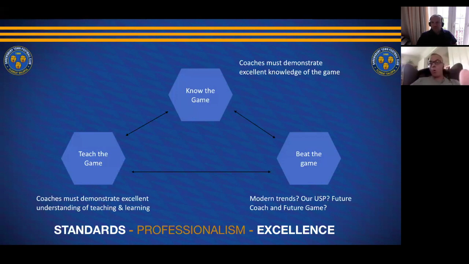And that will support their knowledge of the game. Does that make sense? Yes. And it may link into the teach the game, but the teaching the game may be more specific. So the teach the game bit for me would be about our coaches need to really understand what teaching and learning looks like, so that they become excellent teachers of the game. So they can therefore use the knowledge that they're developing and growing, and they can deliver it in the most appropriate way so that the players learn most effectively.